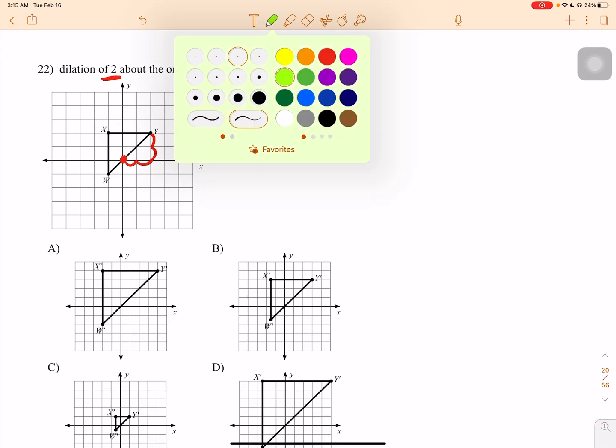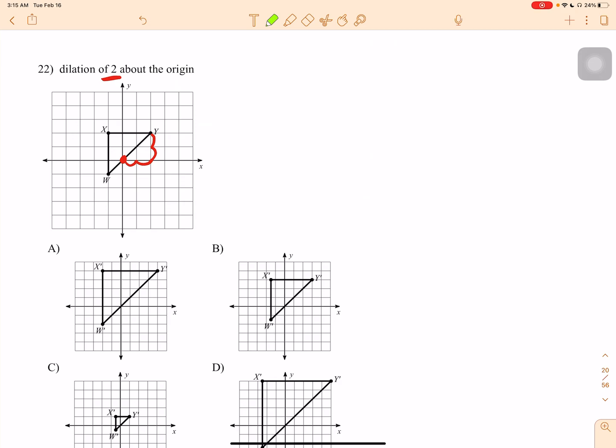But if my dilation is 2, I'm going to multiply each of those by 2. So 2 times 2 is 4. So I'm going to go to the right 4 and then up 4. Okay. So now this here is my new y prime.